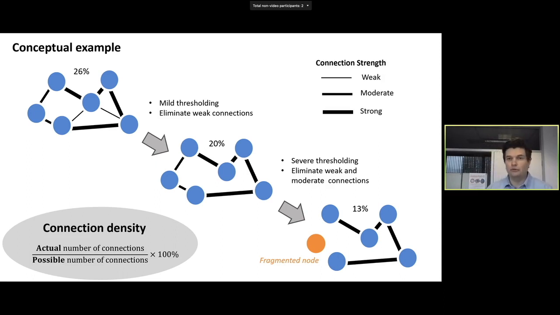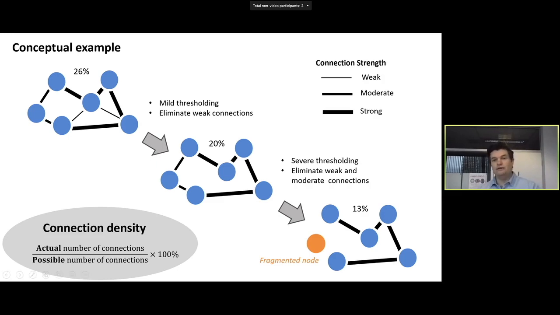We start here. This network has three types of connections: weak, moderate, and strong. In the first step, our network comprises a connection density of 26%. Connection density is just the actual number of connections in our network divided by the total possible number of connections. So in the first step here, we eliminate the weakest connections, and this reduces the connection density to 20%. Then we can go one step further and also eliminate not only the weak connections, but also the moderate ones. And this further reduces the connection density down to 30% in this example.